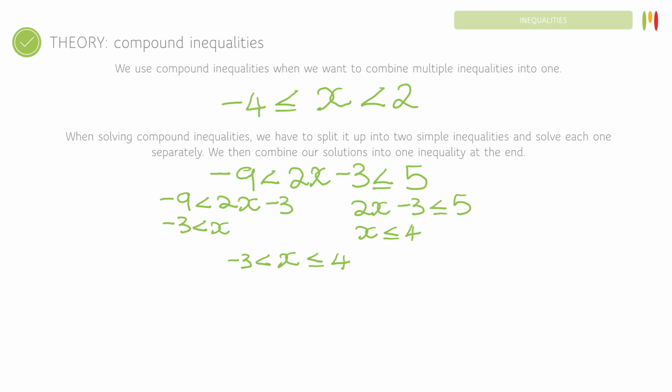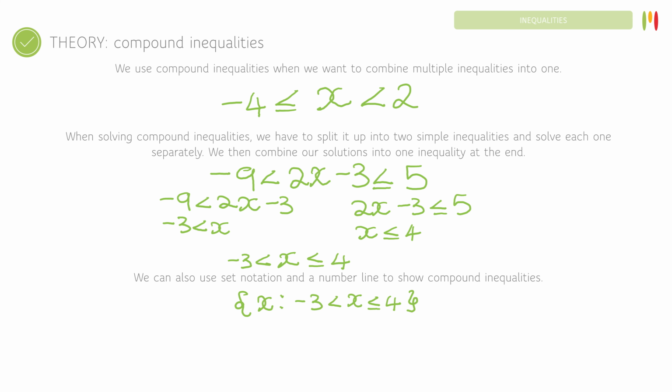We can also use set notation and a number line to show compound inequalities. So if we use set notation, we can write a curly bracket, then x followed by a colon. We will then write our inequality, which is x is greater than -3 and less than or equal to 4. We then close with a curly bracket.